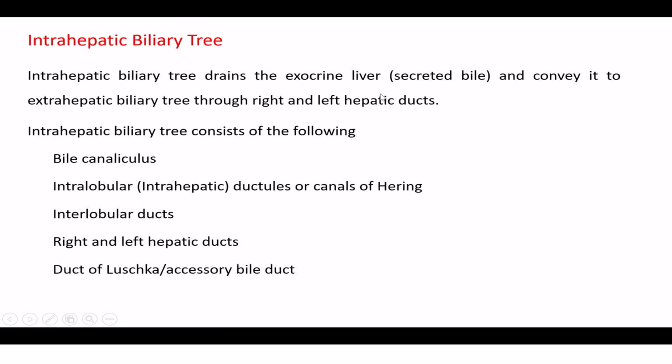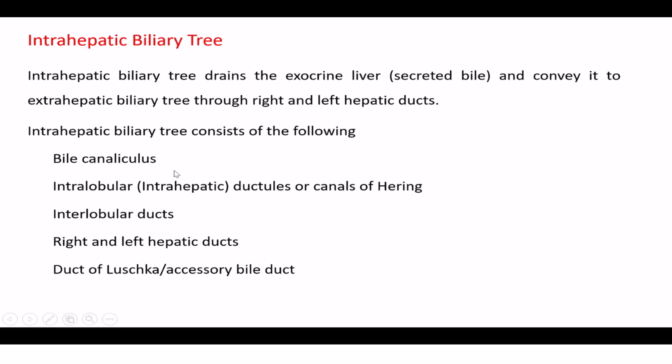Intrahepatic biliary tree drains the exocrine liver, secretes bile and conveys it to the extrahepatic biliary tree through right and left hepatic ducts. There is endocrine part of the liver which secretes certain hormones like thrombopoietin, insulin-like growth factor 1 and 2. Then angiotensinogen. So all these are the hormones which are secreted by the endocrine part of the liver.